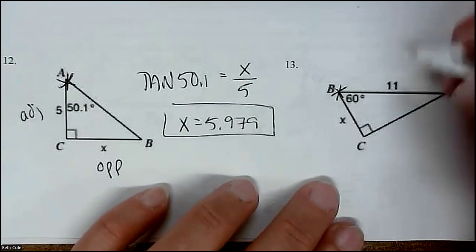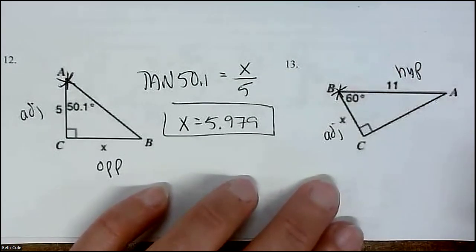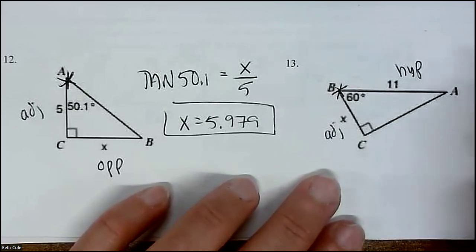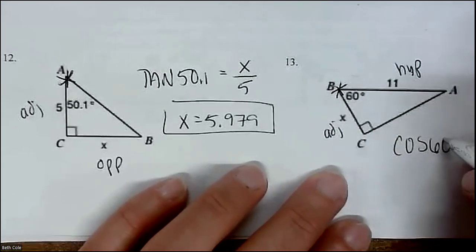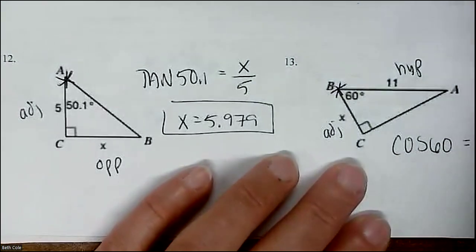Like what's 11? That's hypotenuse. And then this is adjacent. So which one involves adjacent and hypotenuse? So cosine 60 equals x over 11. Good job.